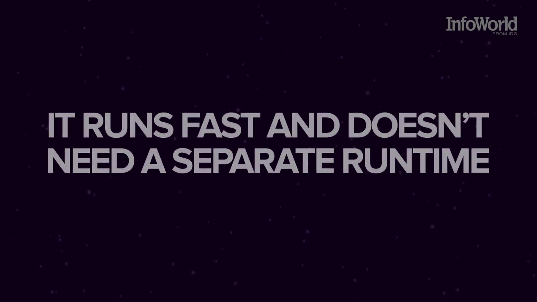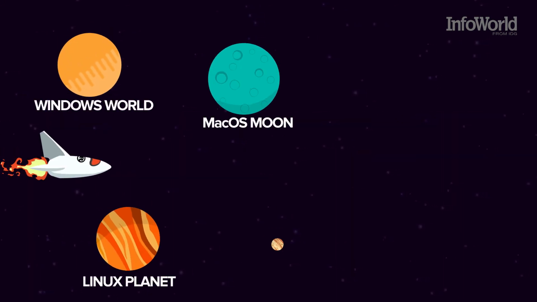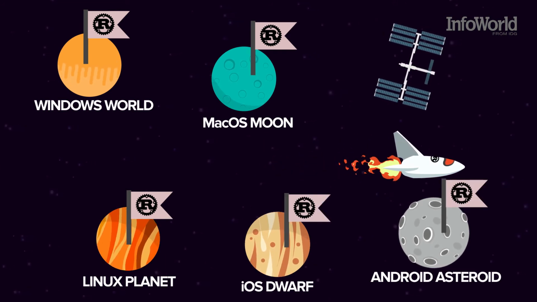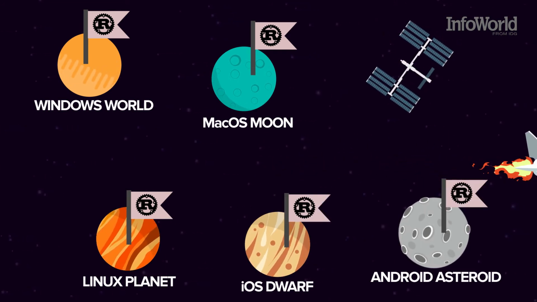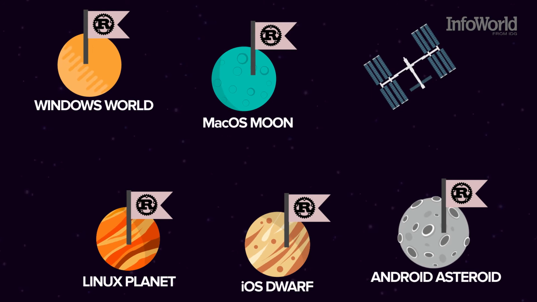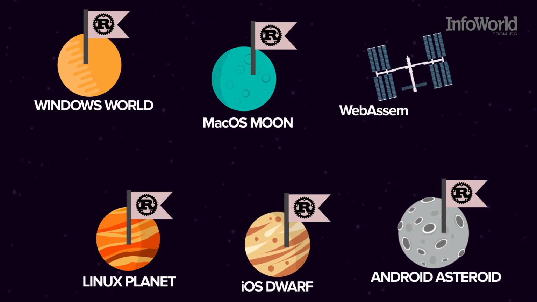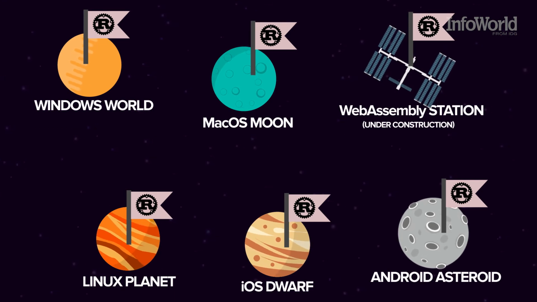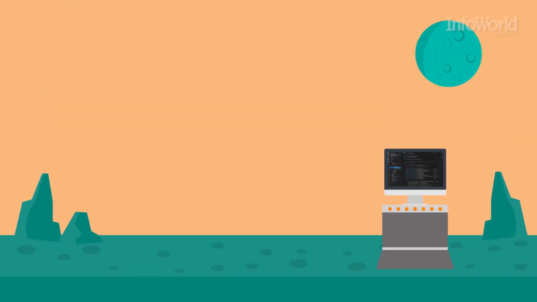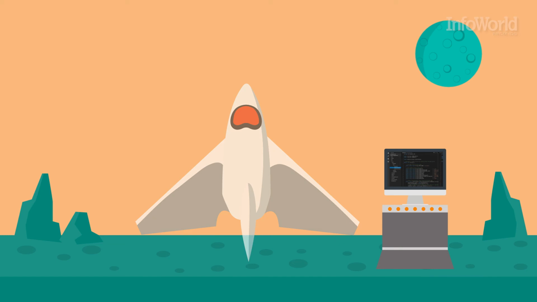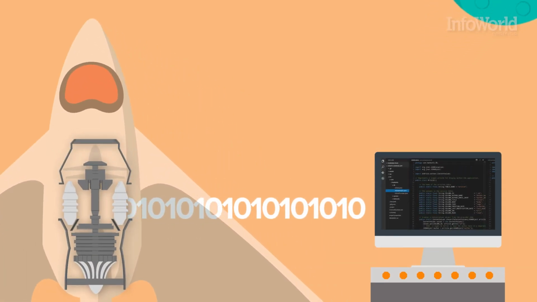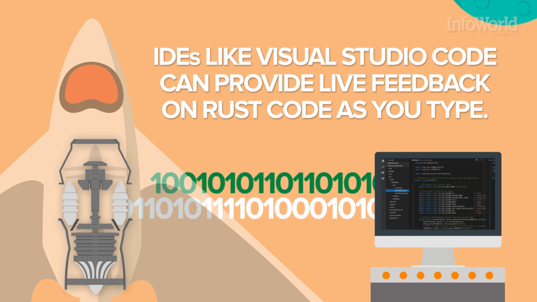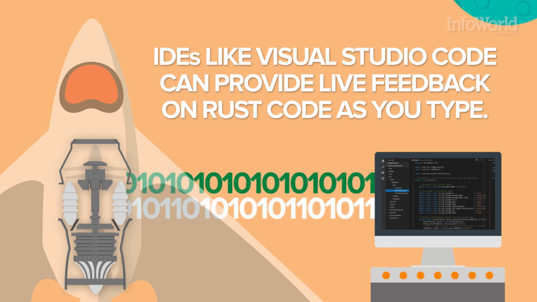The Rust compiler can build binaries for Windows, Linux, macOS, iOS, and Android, so you can do your coding in any operating system you like and know the code will work on all the rest. You can even compile to WebAssembly, the next-generation binary format for browser-based apps. Rust's toolchain works hand-in-hand with the modern tools developers expect to use today. In fact, popular IDEs like Visual Studio Code can provide live feedback on Rust code as you type.